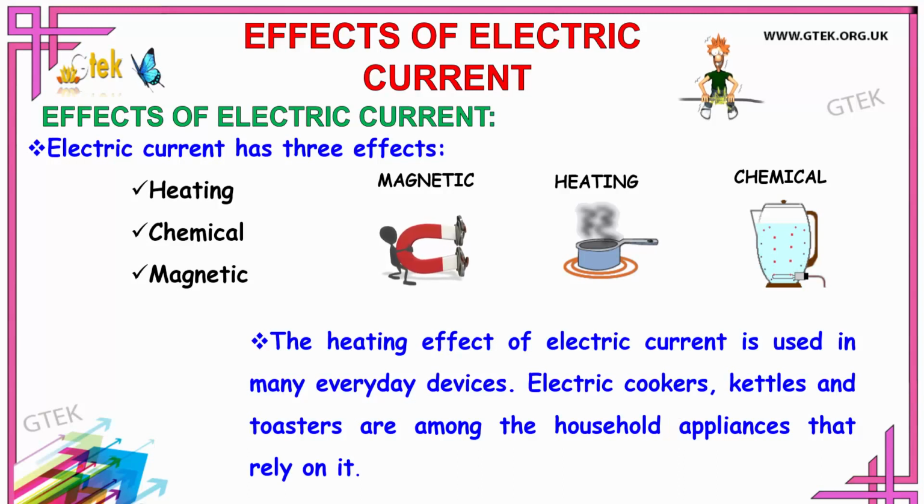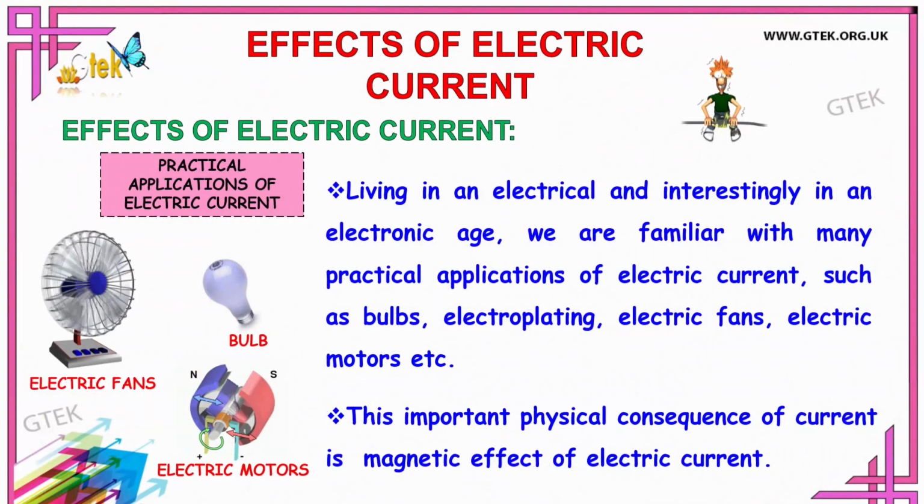Electric current has three effects. They are heating, chemical, and magnetic. The heating effect of electric current is used in many everyday devices. For example, electric cookers, kettles and toasters are among the household appliances that rely on it.